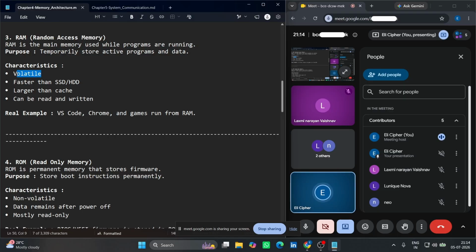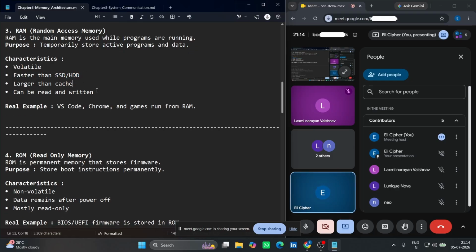It is also volatile in nature, faster than SSD and HDD, right? HDD means hard disk drive. It is faster than SSD and HDD and larger than cache. Make sure that there are two different kinds of points described here. Here it informs about the size, while here it informs about speed, right?